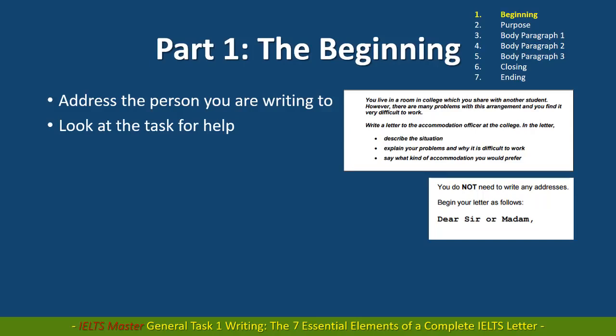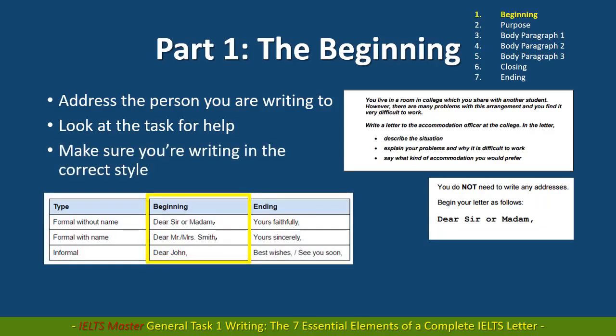If the task doesn't have any help, then you should guess from the task itself. So if it's an informal letter to your friend, you can make up your friend's name. You can create a name for your friend. All right? And just make sure you're writing in the correct style. So for example, if it's formal without a name, you should write Dear Sir or Madam.